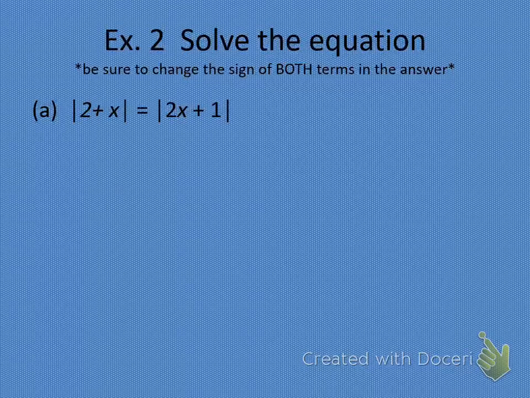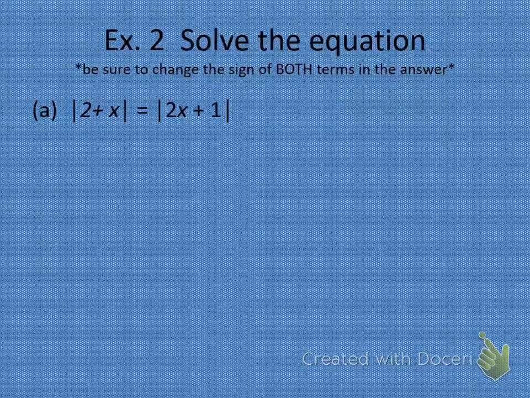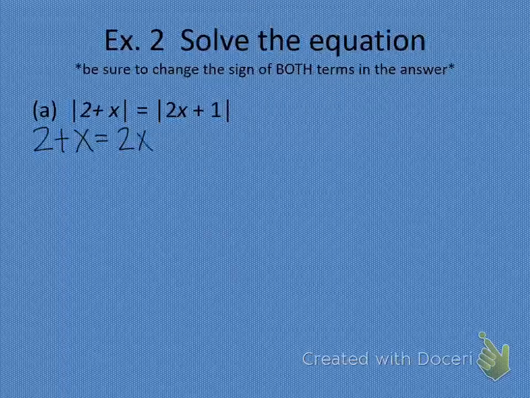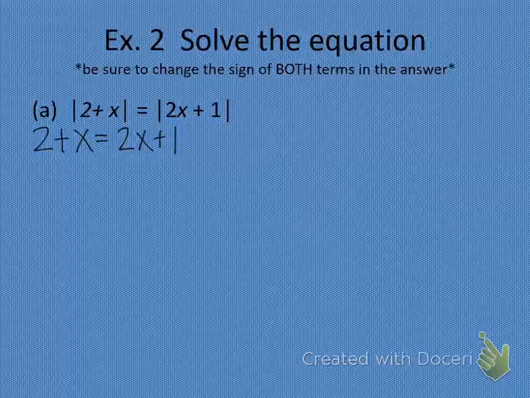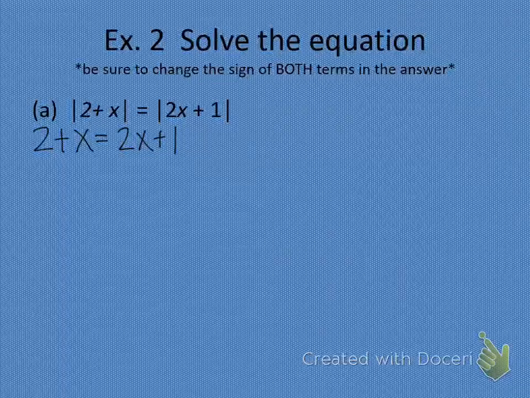Remember, the first equation is simple. We drop the bars and we write what we see. So 2 plus x equals 2x plus 1. There is nothing tricky about that, okay? But what happens when the answer has two parts to it? Okay? Which side of the equation are we going to use as the answer? Which side of the equation has been the answer the whole lesson? On the right side, okay?